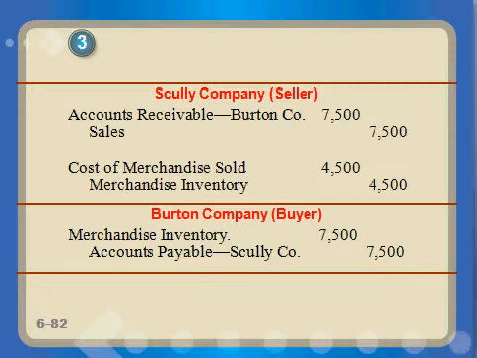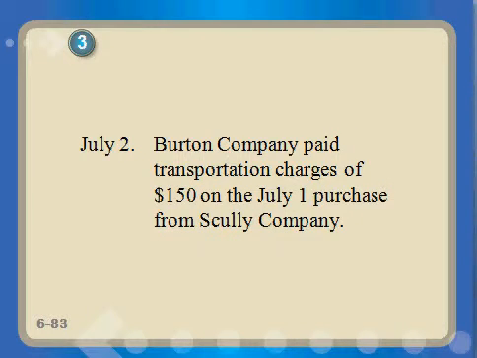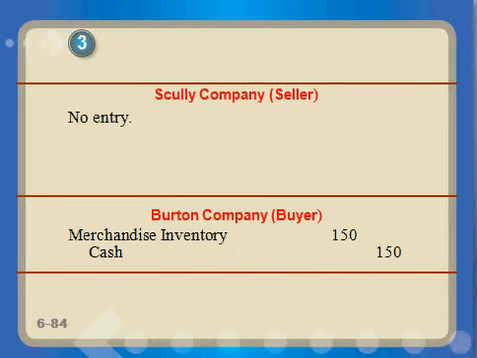Now Burton is the buyer, so they would debit the merchandise inventory $7,500 and credit their accounts payable $7,500. Burton Company would also have to pay the transportation charges, and it says there are $150 on the July purchase from Scully. And so Scully wouldn't make any entry because it was free on board to them, so they weren't affected by the freight. Burton would debit their merchandise inventory $150 and credit their cash for $150.